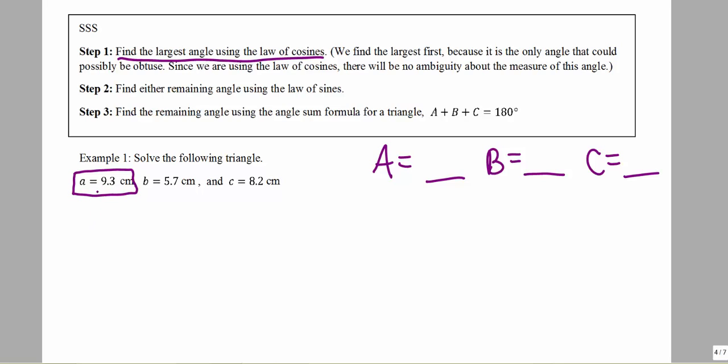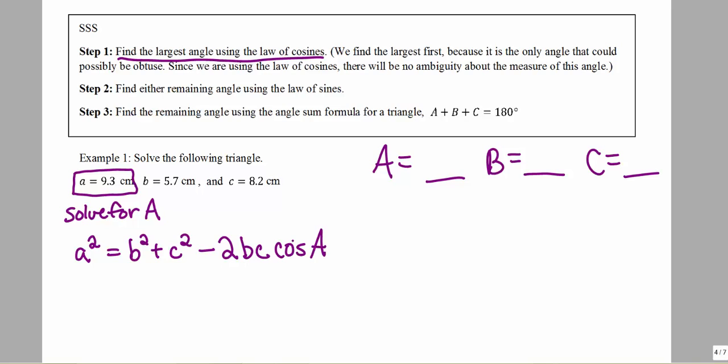So if we're going to solve for the largest angle, which would be angle A, we're going to use the law of cosines. We're going to use the formula that has angle A in it. So it starts with the side A. So A squared equals the other two sides squared. So A squared equals B squared plus C squared. And then we're going to do minus 2 times B times C. So it's the two sides that are being squared, so BC, times cosine of angle A.